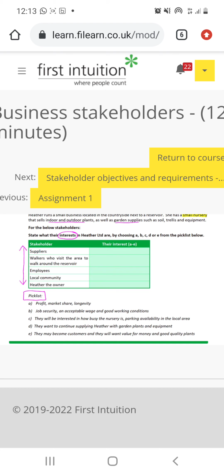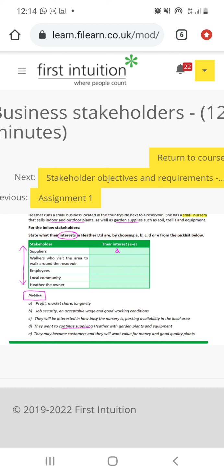The first one we've got here are suppliers. They'll be supplying the nursery with plants. So have a quick look through A, B, C, D, and E. The correct answer here would be D. They want to continue supplying Heather with garden plants and equipment.